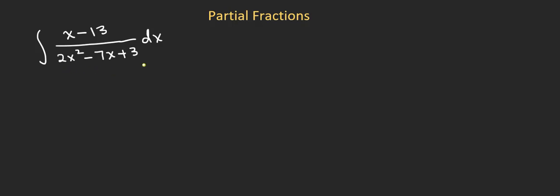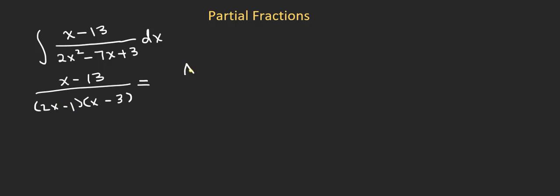So first, in order to do this, we have to do partial fraction decomposition. So we need to find x minus 13 over, if you factor it out, you get 2x minus 1 and x minus 3. You need to find a over 2x minus 1 plus b over x minus 3. And we've got to find a and b.